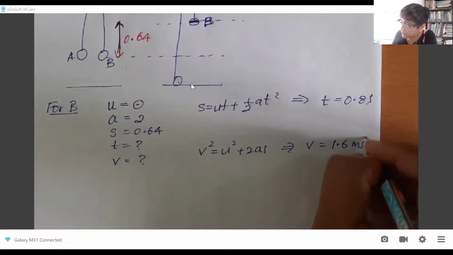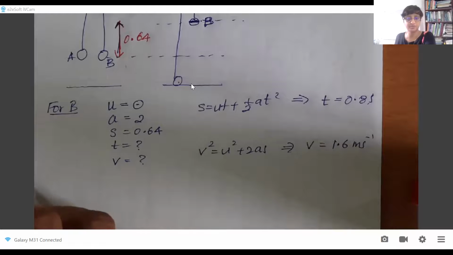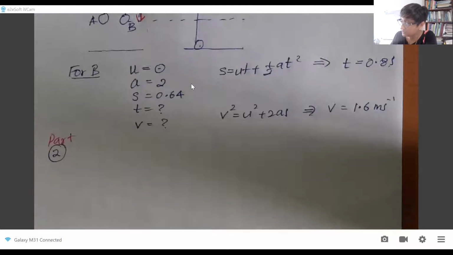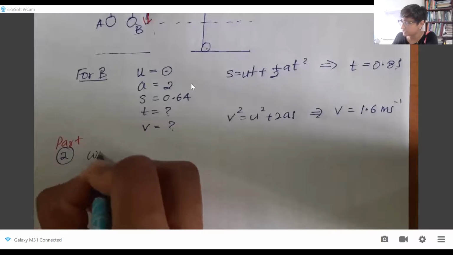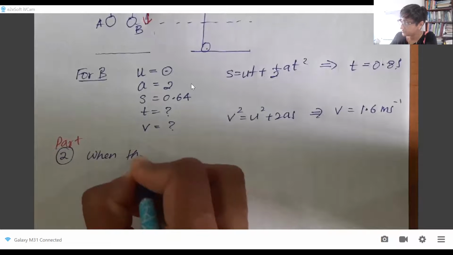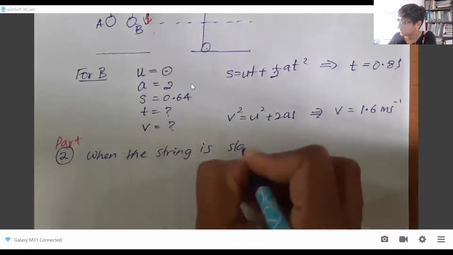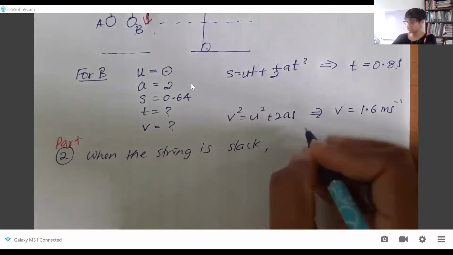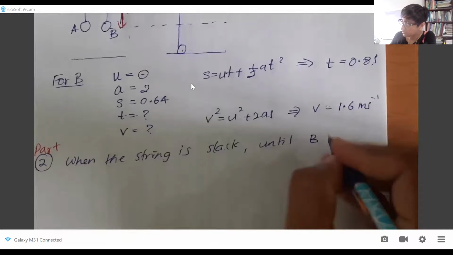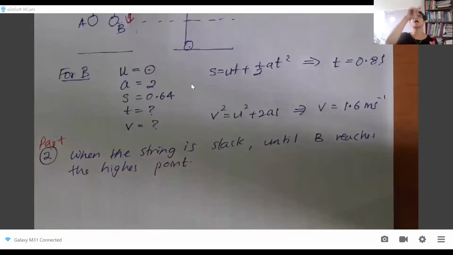Okay, now here's the second part, part 2. Part 2 means second part of the motion. Okay, what is this part? I will say while the string is slack until B reaches the highest point. You know, motion under gravity goes up and comes back down.